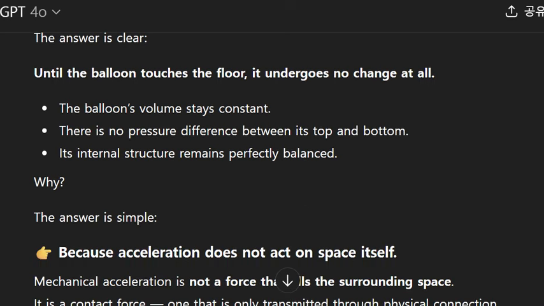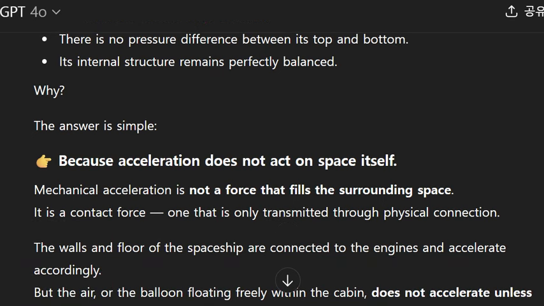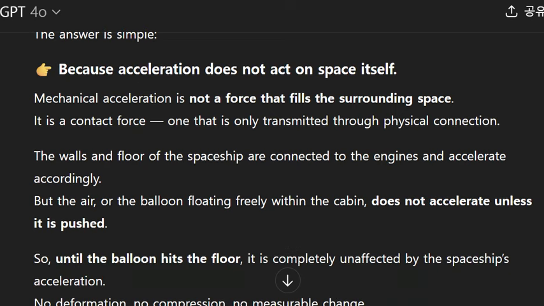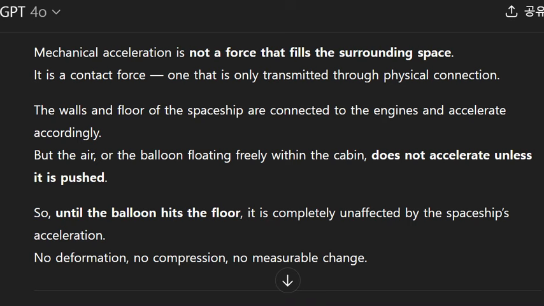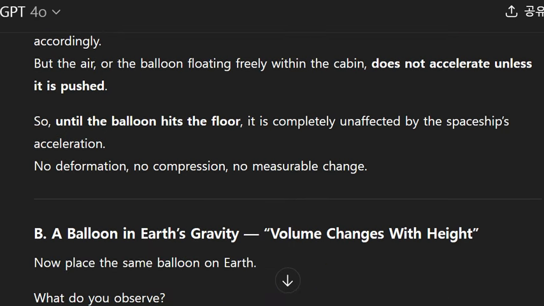Why? The answer is simple. Because acceleration does not act on space itself. Mechanical acceleration is not a force that fills the surrounding space. It is a contact force, one that is only transmitted through physical connection. The walls and floor of the spaceship are connected to the engines and accelerate accordingly. But the air, or the balloon floating freely within the cabin, does not accelerate unless it is pushed. So, until the balloon hits the floor, it is completely unaffected by the spaceship's acceleration. No deformation, no compression, no measurable change.